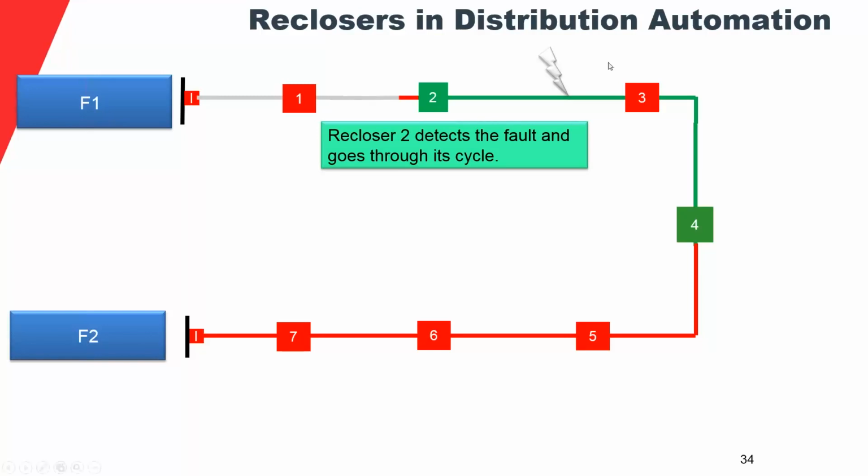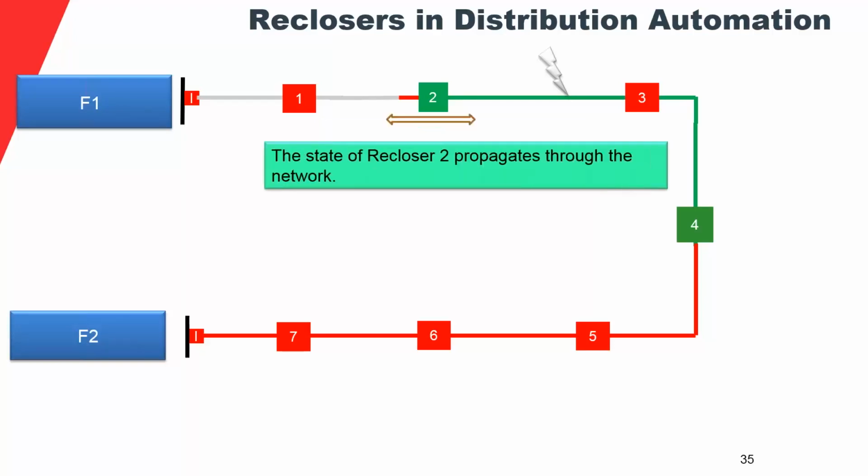recloser 2, which is the one upstream from the fault, remember the feeder is on the left side, detects the fault, goes through its cycle. It means open, close until, okay, it's a permanent fault. When it is a permanent fault, it remains open. After recloser number 2 goes through its cycle, it propagates the state of that recloser through the network, telling everybody, hey, I'm open because I saw a fault downstream from me.